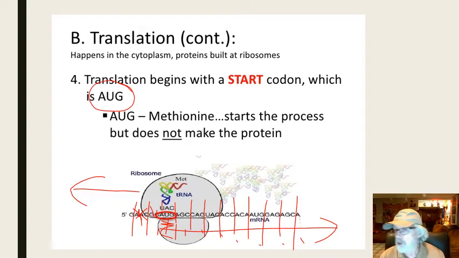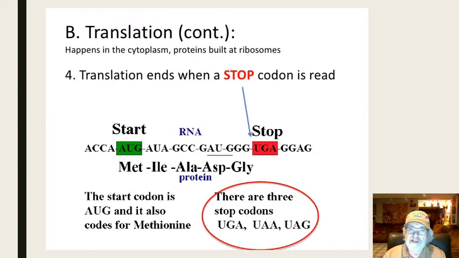Eventually, it's going to get to what's called a stop codon. When it gets that stop codon, it stops making it. That's the end of the protein. So at the beginning of the protein on the code, there's a start. When the protein is made, at the end of the protein, there's a stop codon, and that stops the process. So translation stops when there's a stop codon.